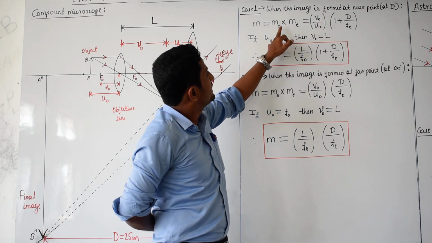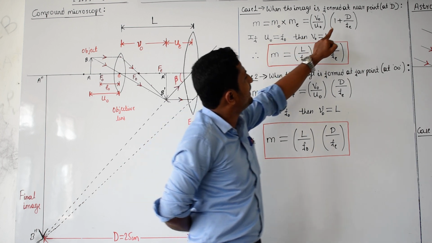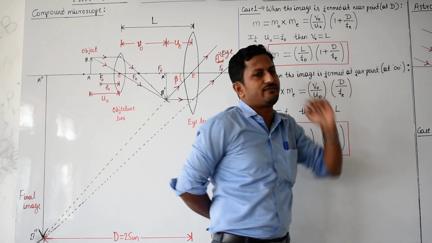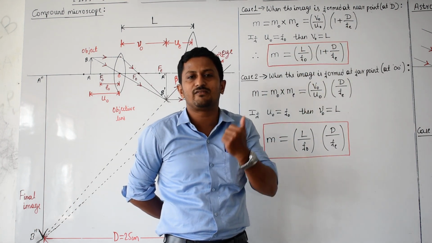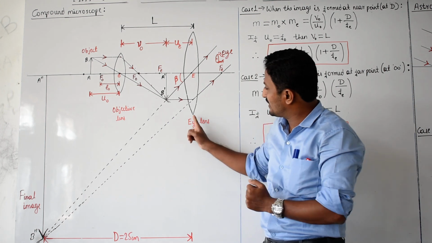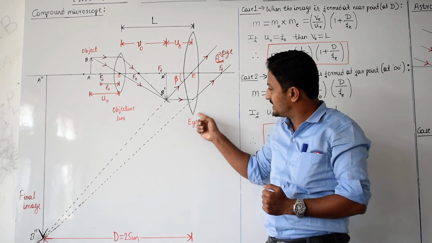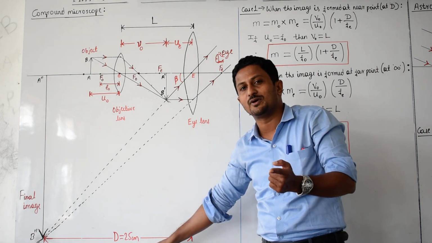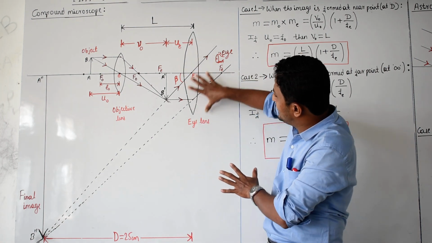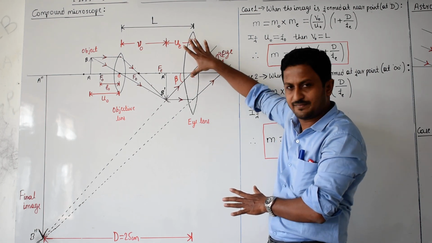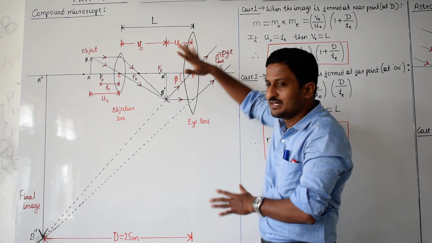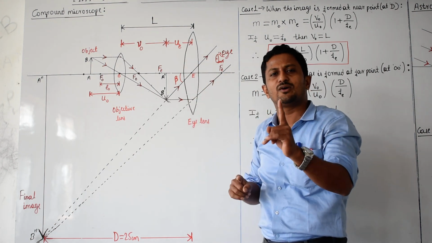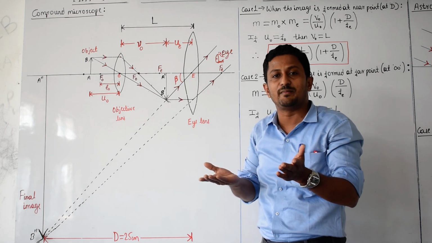Then into ME, in place of ME I have written 1 plus D by FE. 1 plus D by FE. Why have I written that? Look here. For this eye lens, the image is formed at the D point. Look at this single lens. This single one is like a simple microscope. One single biconvex lens is called a simple microscope.